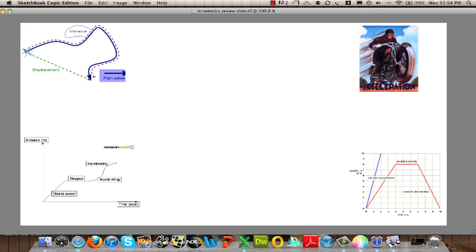If you start here and you're traveling in a straight line to the end, your distance and displacement would be the same thing. Okay? We also had two other words we looked at, speed and velocity, and we looked at the differences between those. They are both the rate at which you are changing your distance. So speed is distance over time. Velocity is displacement over time.